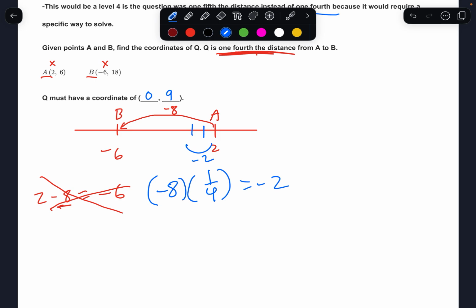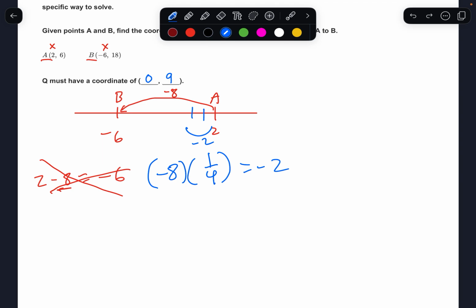The most common wrong thing is people say this is the answer. That is not the answer. -2 is not the answer. -2 is the distance to the answer. So here's the next phase. We take our starting position 2 and we apply the distance traveled. We're doing 2 minus 2, and that's going to land us at 0. And that's the x coordinate of our 1/4 point, right? When we did 2 minus 8, we went all the way across. That landed us at -6. We don't want to go all the way across. We want to stop 1/4 of the way.